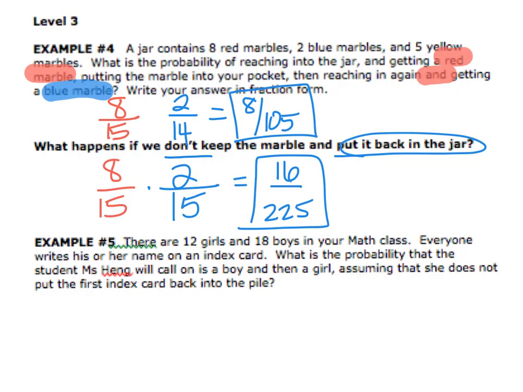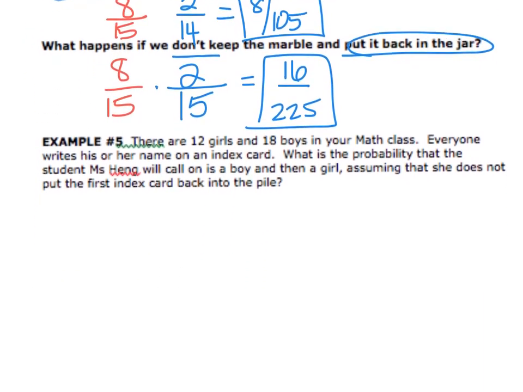Okay. All right, last one. There are 12 girls and 18 boys in your math class. Everyone writes his or her name on an index card. What is the probability that the student Miss Hang will call on is a boy and then a girl, assuming that she does not put the first index card back into the pile?